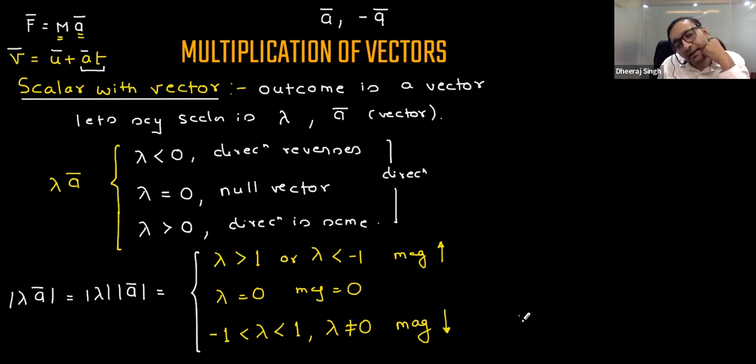Last one, take an example. Let's say lambda is equal to 0.2. Don't you think when you multiply 0.2 with the magnitude of A, the magnitude will go down? Yes or no? So between minus 1 and plus 1, if you multiply a number with A, it will decrease the magnitude, right? Now, we are done with multiplication of a scalar with a vector. All right.